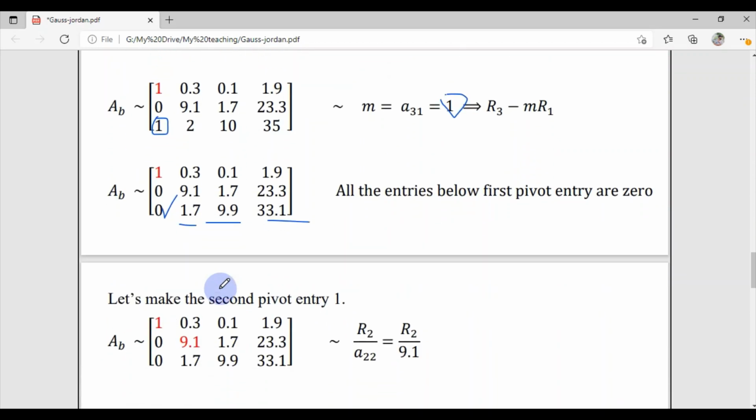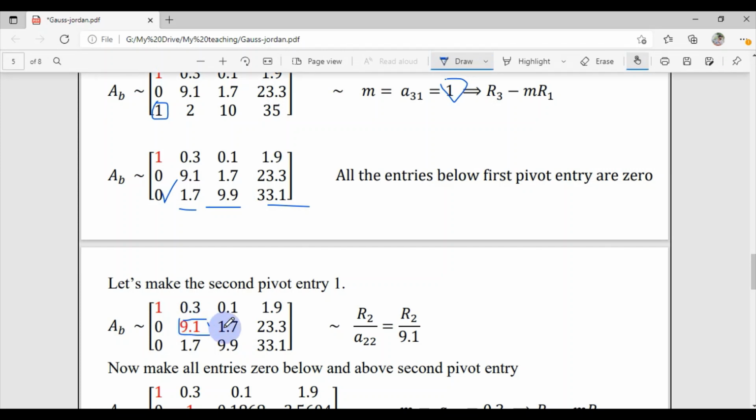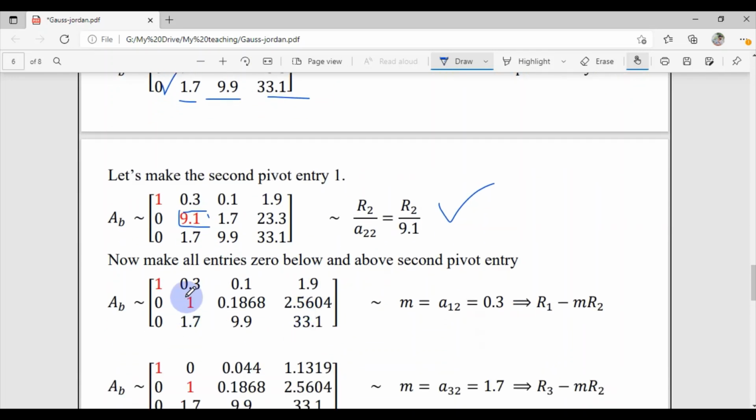Now I have to identify the second pivot position and then the pivot entry. This time the pivot position is in the second row and the pivot entry is 9.1. So again, according to the row operation, I will divide the whole row 2 by this pivot entry, which is 9.1, and this will give me 1 at the pivot position, and all the remaining entries will also change.